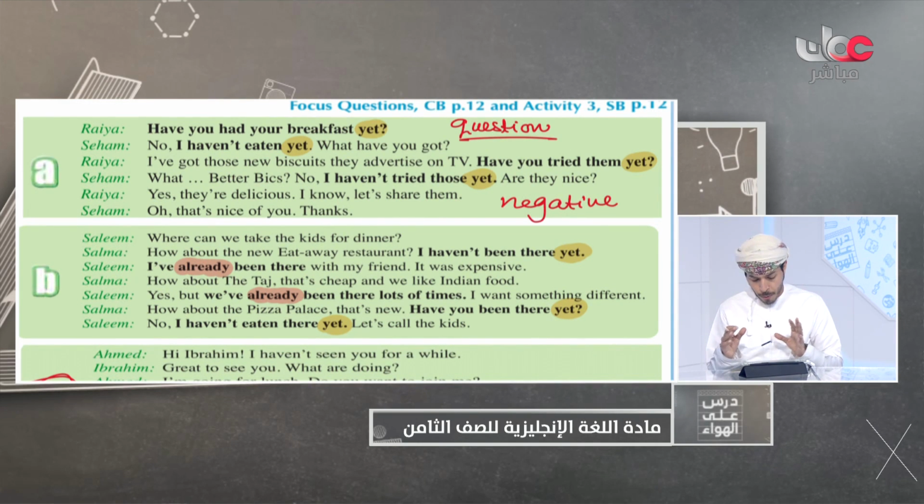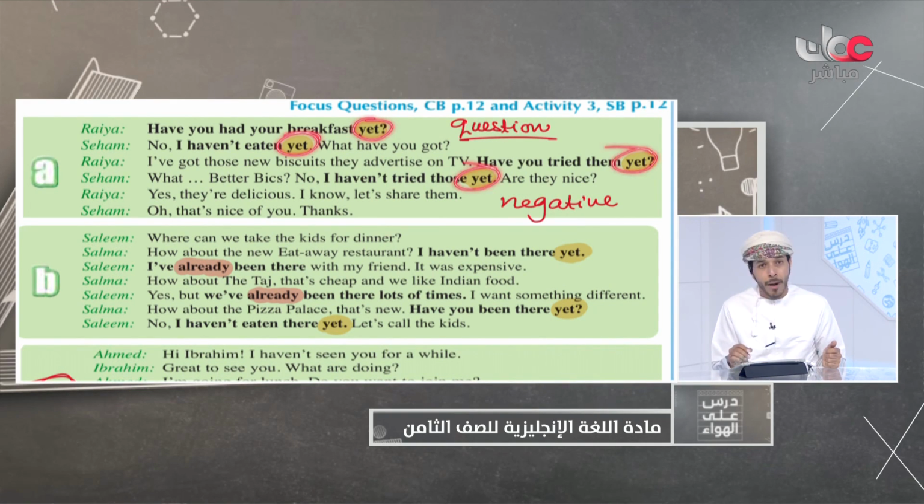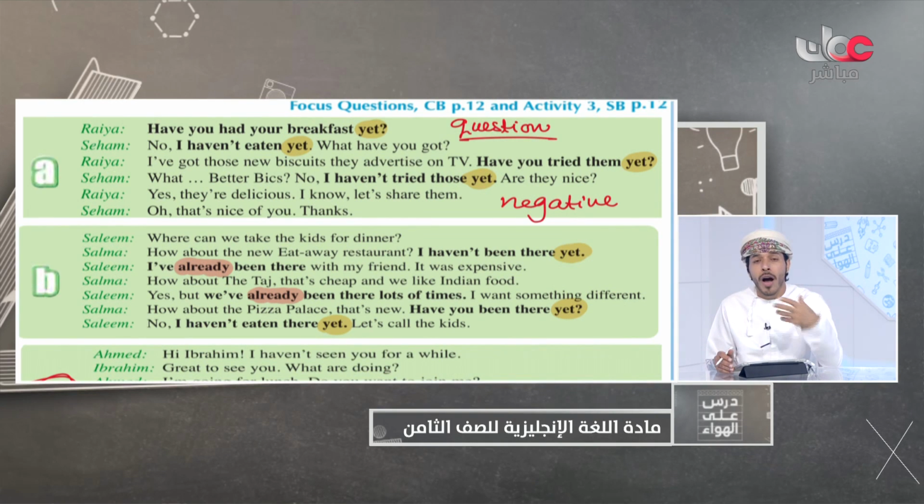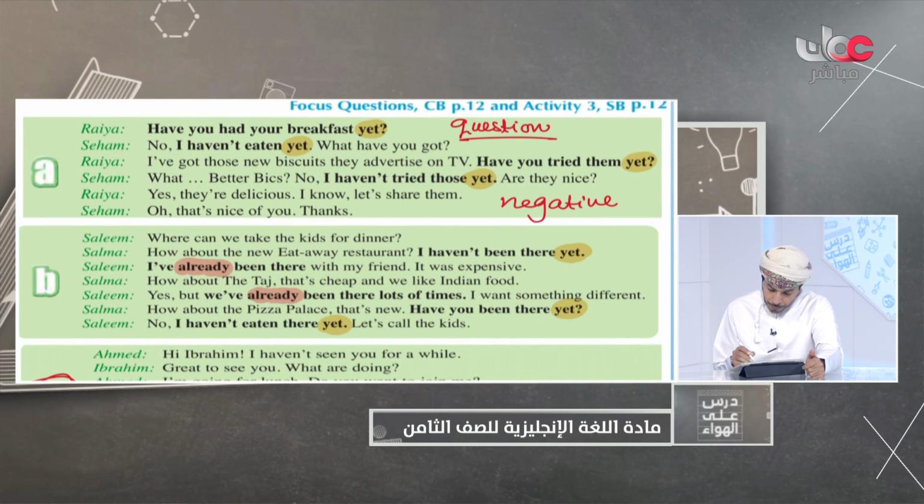Good? Perfect. Already, and it means what? Yet means "بعد". It means if you didn't or if you haven't completed something. Yet means "بعد". Already is used when you have done something previously. For example, how about the new eat-away restaurant? I haven't been there yet.